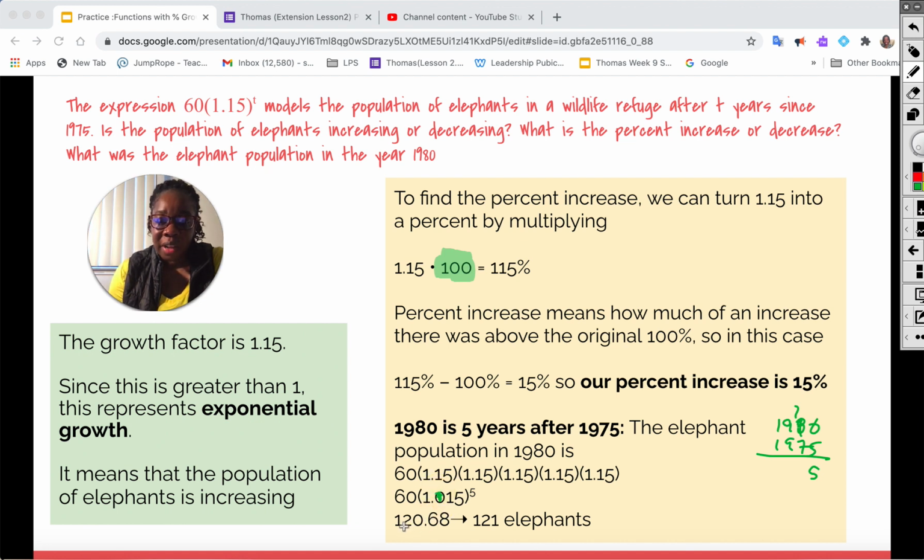And when simplified, we put this in a calculator. You know how to use your Desmos scientific calculator. That is 120.68. We know we don't have 0.68 of an elephant, so we're going to round that to the nearest whole number. So we're going to estimate that the population of elephants in that reserve or wildlife refuge in 1980 would have been 121.